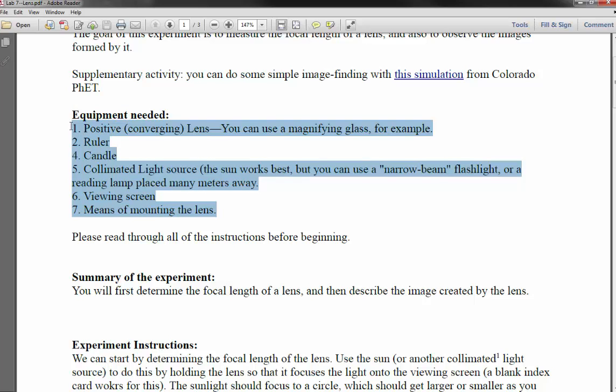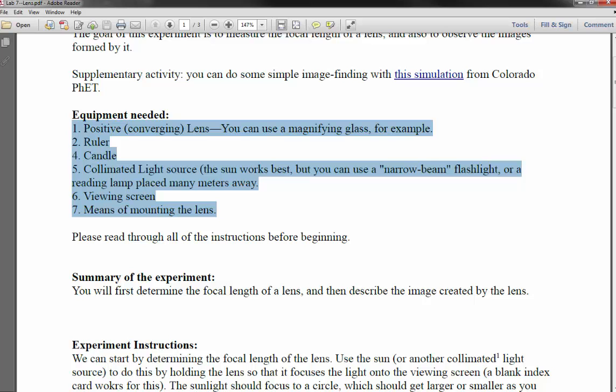A positive converging lens. Before anything else, I should probably mention that you are going to want a specific type of lens, because a lot of people like to go out and buy those reading lenses that are made for reading a book. They're like a reading magnifier. Those are nice and all, but they are actually what's called a Fresnel lens. And the type that you really want is more of a spherical lens.